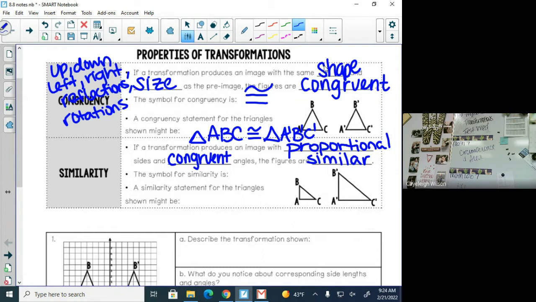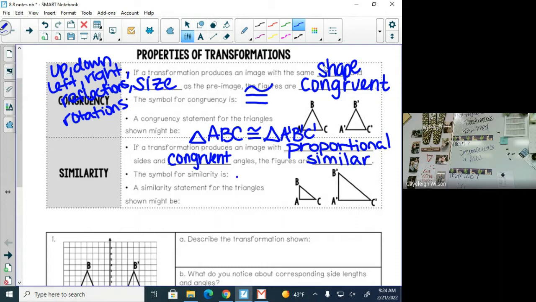What would be determined if they both change shape and size? Well, they both wouldn't change shape and size. We're not really going to change the shape per se. Right now we're only going to change the size.